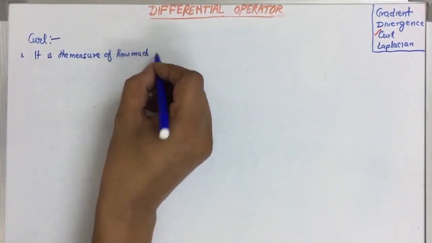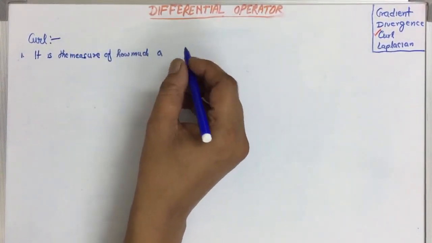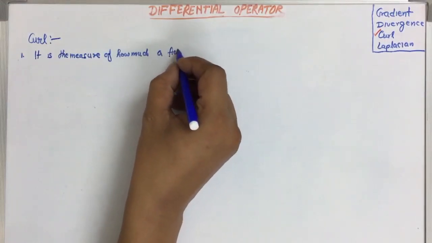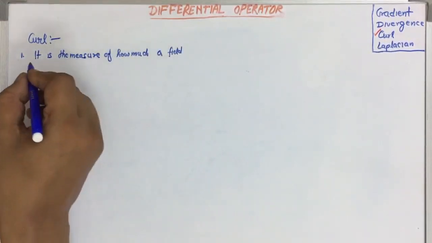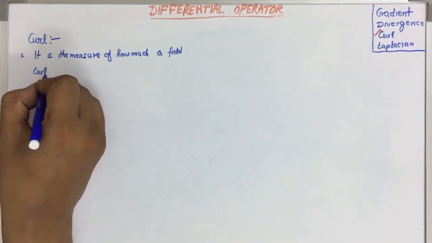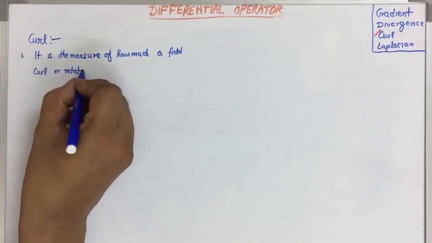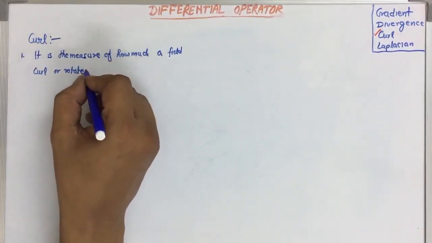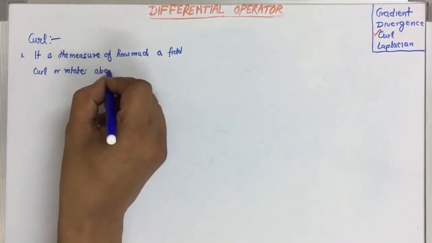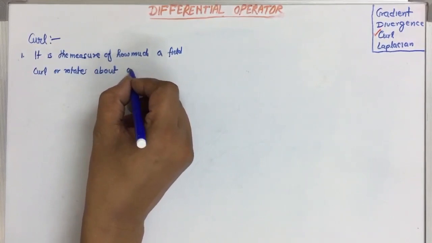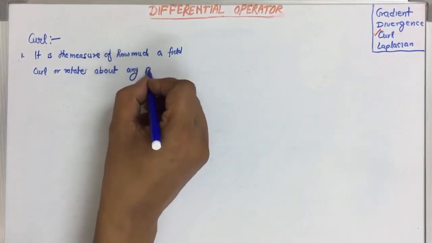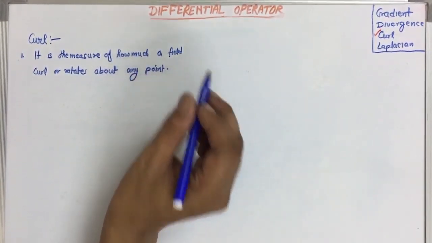how much a vector field curls or rotates about any point. Let us try to understand this.